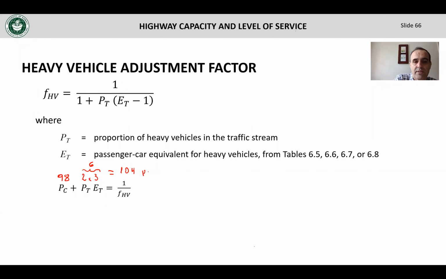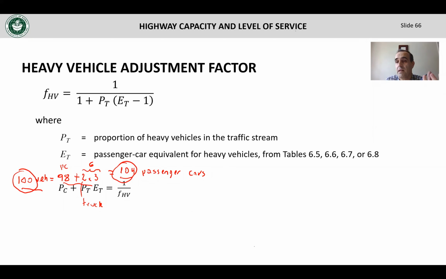104 passenger cars. So if I have an original volume of 100 vehicles, which is equal to 98 passenger cars, this is in passenger cars, and this is in trucks. We're saying we need a higher number of cars to have the same performance as the original traffic that had 98 passenger cars and 2 trucks. So the point is that my original quantity, I'm going to increase it to convert it into passenger cars. So we need something that is greater than 100. Or if I work in proportions instead of percentages like I just did, I will need a value greater than 1. Right? And that's what the heavy vehicle adjustment factor does.